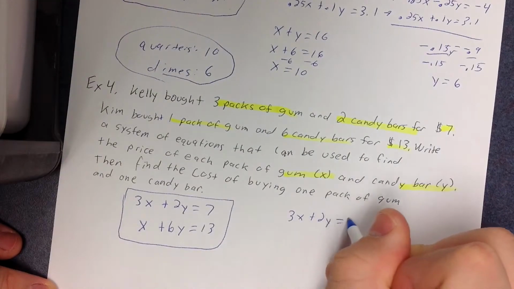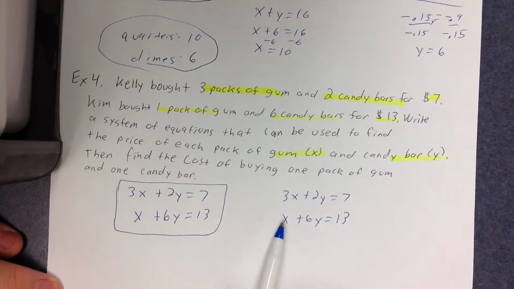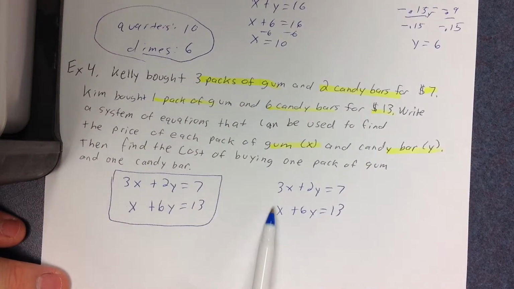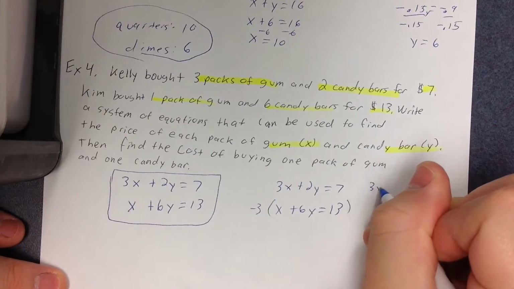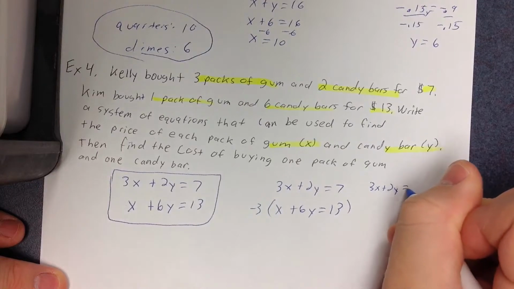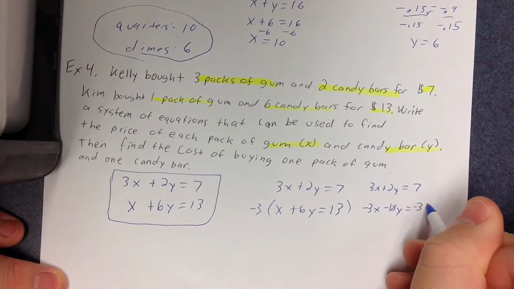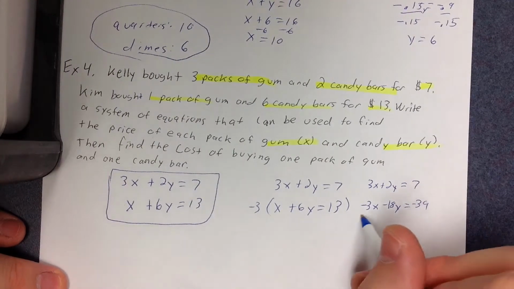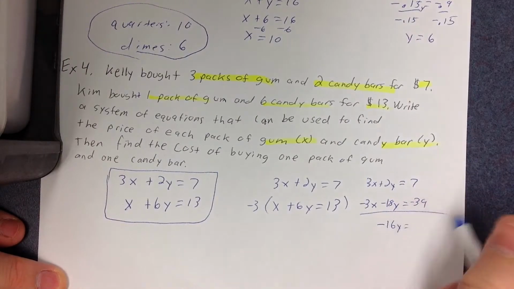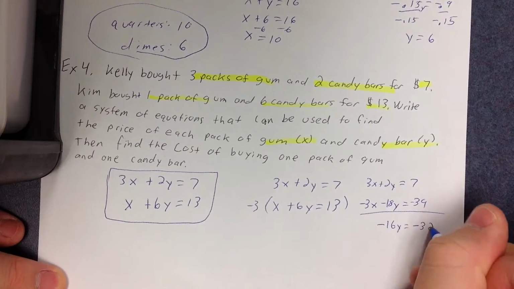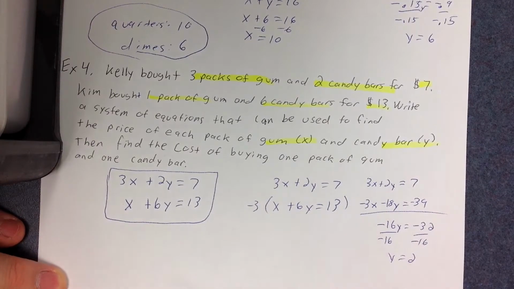So now let's look at what we need to do to solve it. I think it's easier to get rid of the x in this case because I can just multiply the bottom by -3, and that'll be the opposite of that. So I'm going to multiply the bottom by -3. So the top is going to stay the same. The bottom is going to become -3x minus 18y equals -39. Now if I add them together, the x's cancel. 2 and -18 is -16y. 7 and -39 is -32. Divide both sides by -16, I get y equals 2.